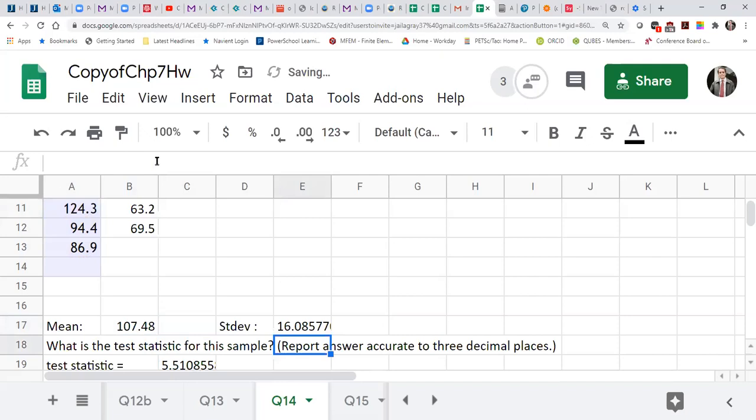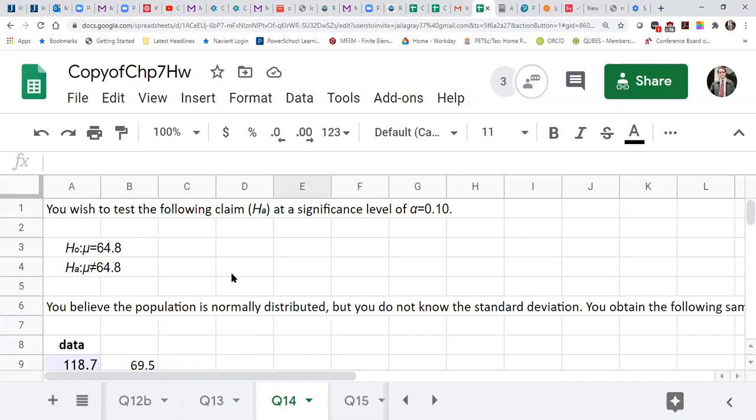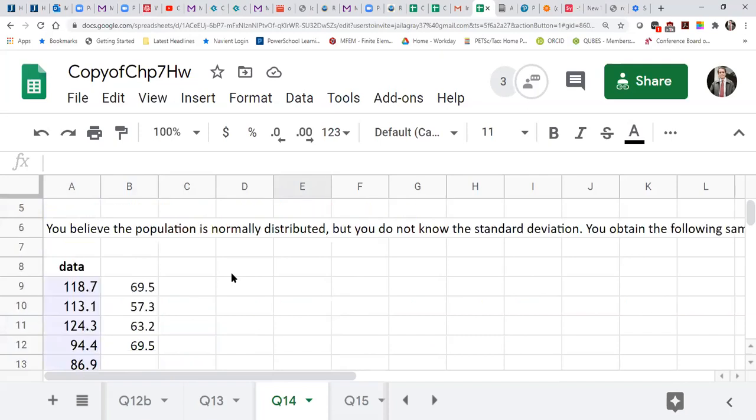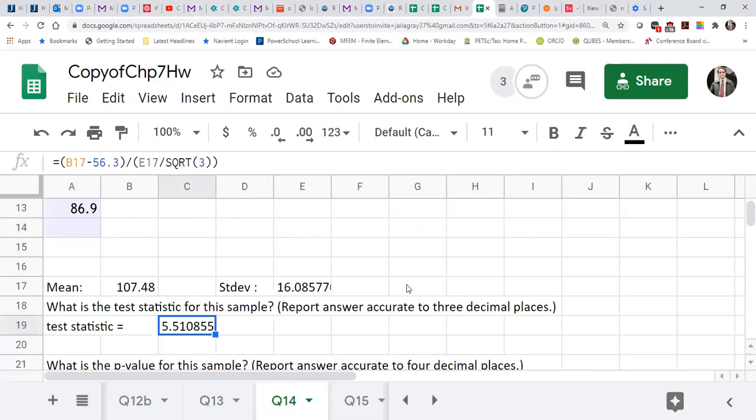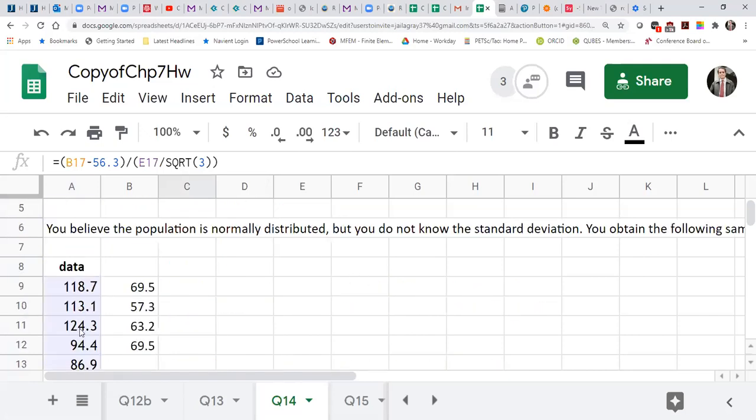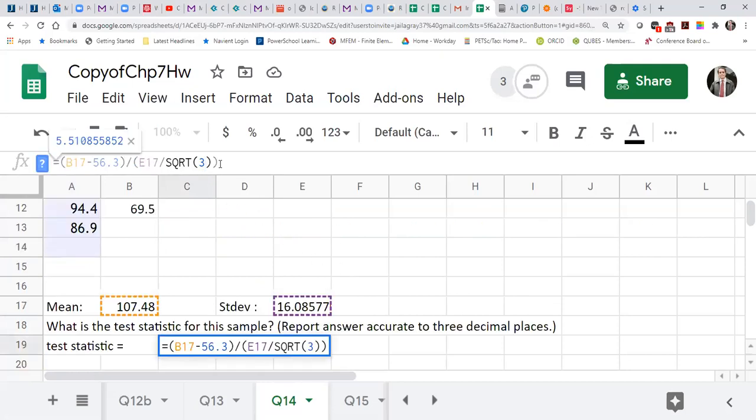Okay. So now the test statistic will be the mean subtract with the mu, and divided by the standard deviation, and divided by the square root of the sample size, right? Okay. So this is the mean. This is the standard deviation, okay, and then this one is the sample size. The sample size in this case is 1, 2, 3, 4, 5, right? 5, okay. So you need to change this to 5.